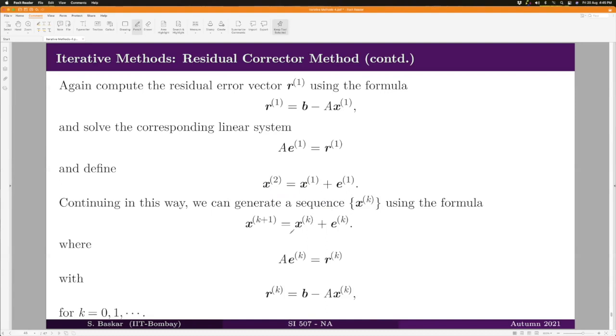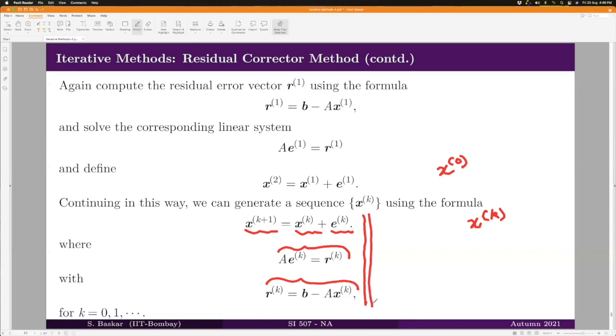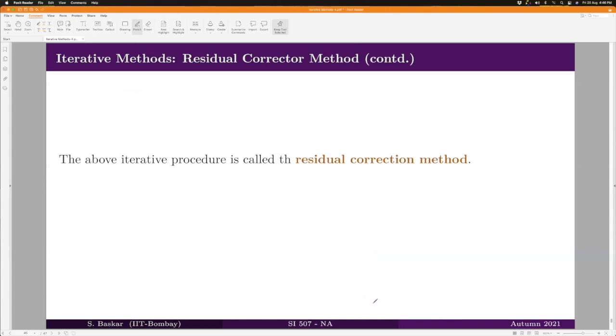So let us present the general procedure now. Assume that you have calculated xk, the kth iteration. Then your (k+1)th iteration is defined as xk plus ek, where ek is obtained as the solution of your linear system A ek equals rk, where rk is the residual vector of xk. So this is the procedure. Whatever precision you have used to obtain x naught, you should use double that precision to further correct your error. That is the only key point that you have to remember when you are working with this method. This method is called the residual correction method.